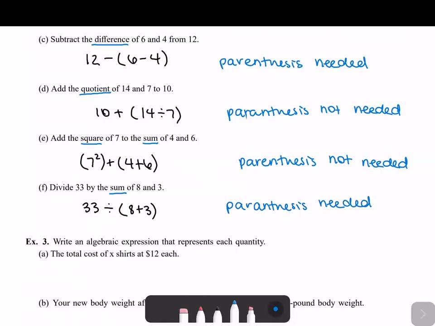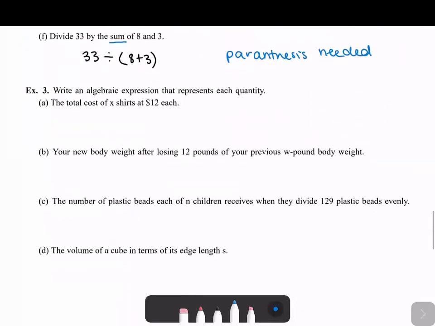Okie doke. So the next example, we're talking about writing algebraic expressions to represent each quantity. So remember, expressions are not equations. None of these will have an equal sign, but they're going to be algebraic, meaning that we'll have a variable there. So we want to find the total cost of x shirts at $12 each. Well, if we have some number of shirts and they all cost $12, to find the total cost, we're just going to multiply the cost times the number of shirts. So that's 12x.